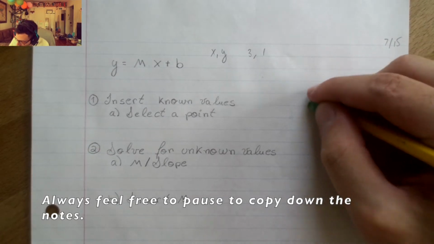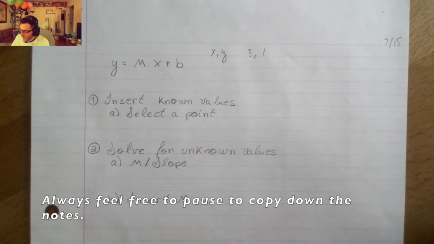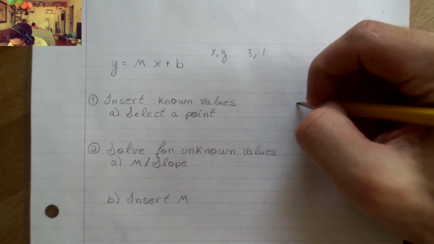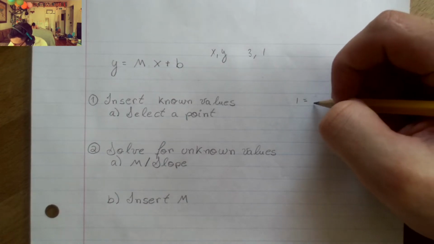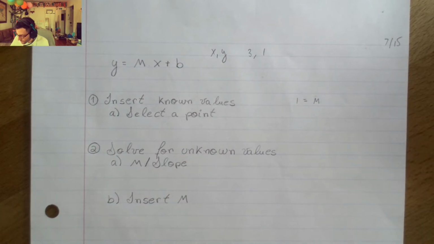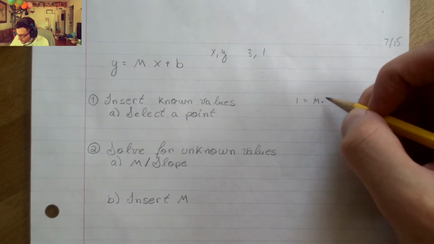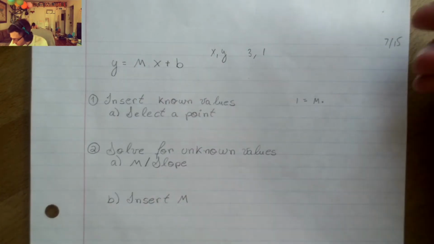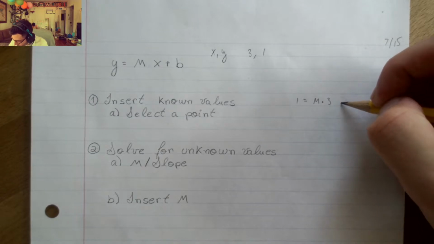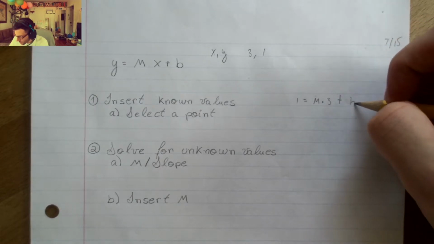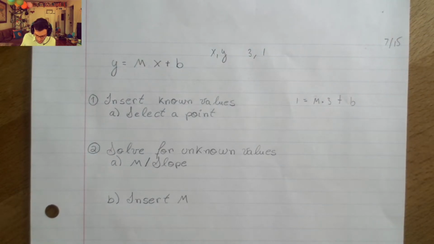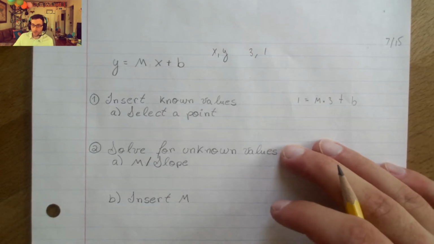Or if we're going to start to fill in our equation, we're going to look at it as 1 is equal to our unknown slope times our x value of 3 plus our unknown of b. So cool. There we go. That's our first portion. Our second step here is we're going to solve for our unknown values.